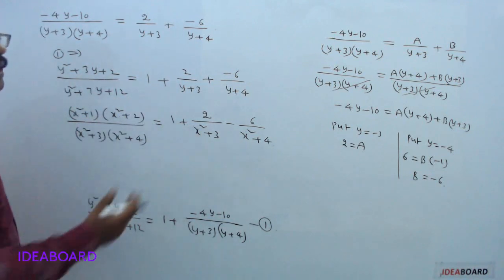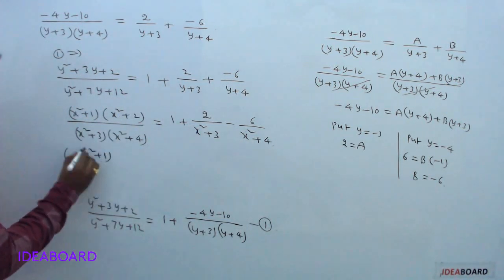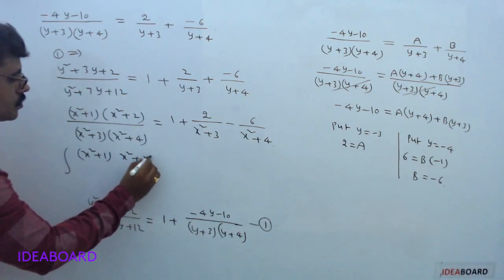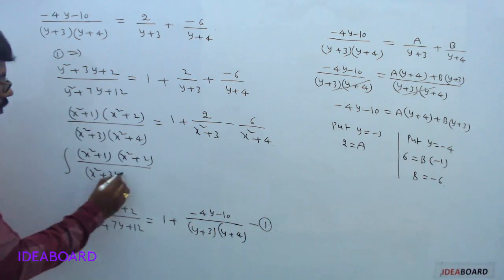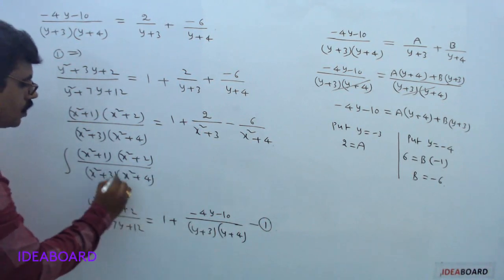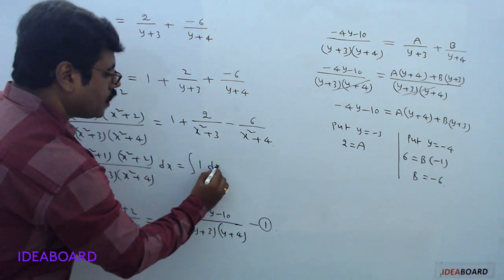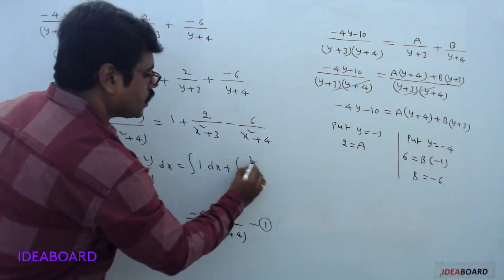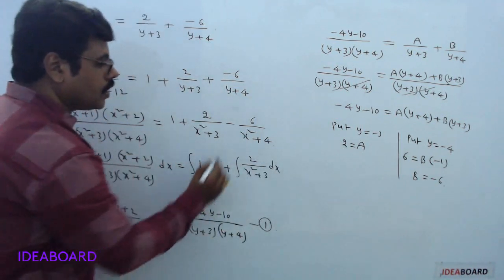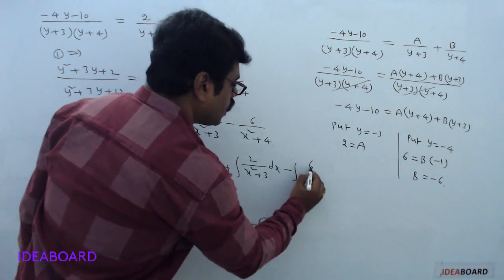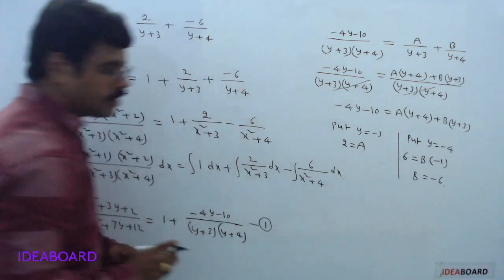Then integrating on both sides with respect to x. So integral (x square plus 1) into (x square plus 2) divided by (x square plus 3) into (x square plus 4) dx is equal to integral 1 dx plus integral 2 divided by (x square plus 3) dx minus integral 6 divided by (x square plus 4) dx.